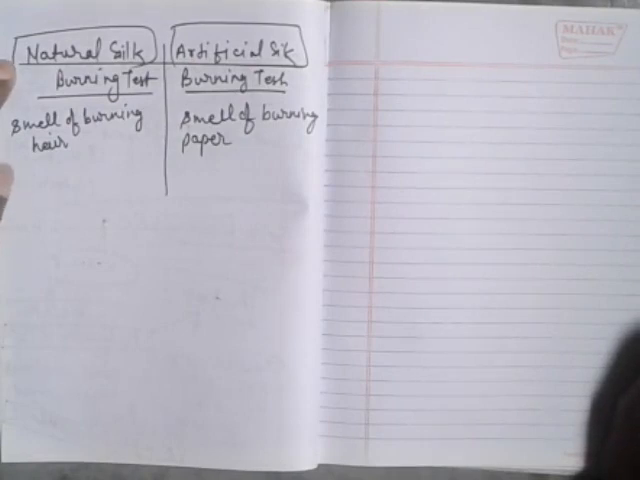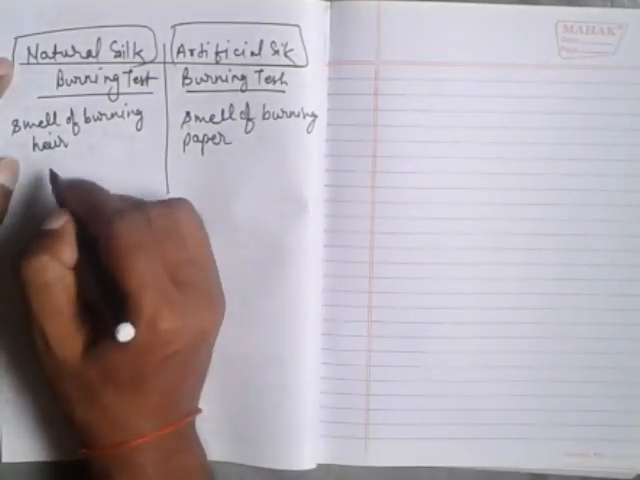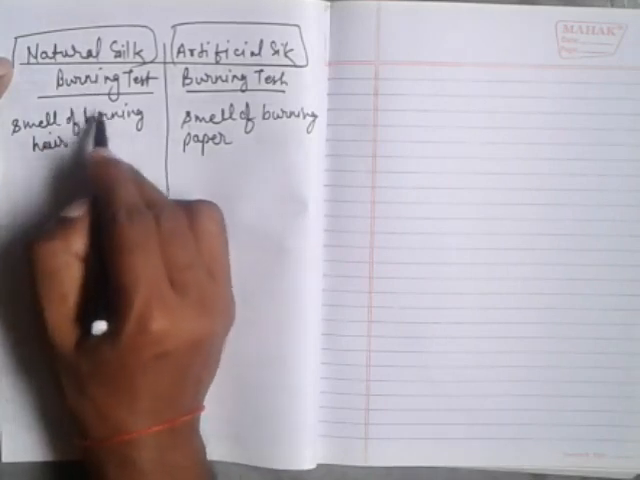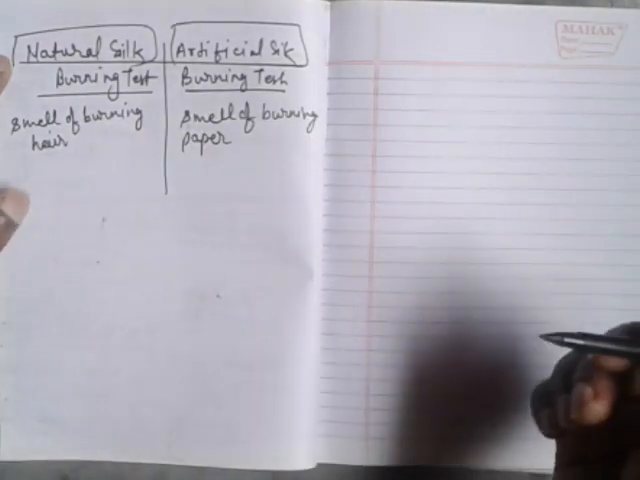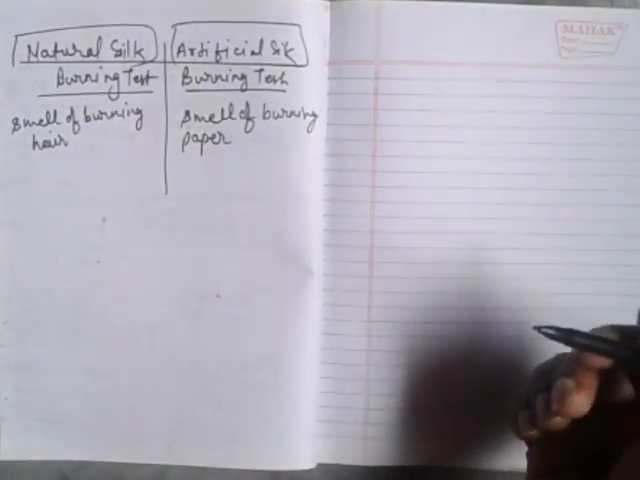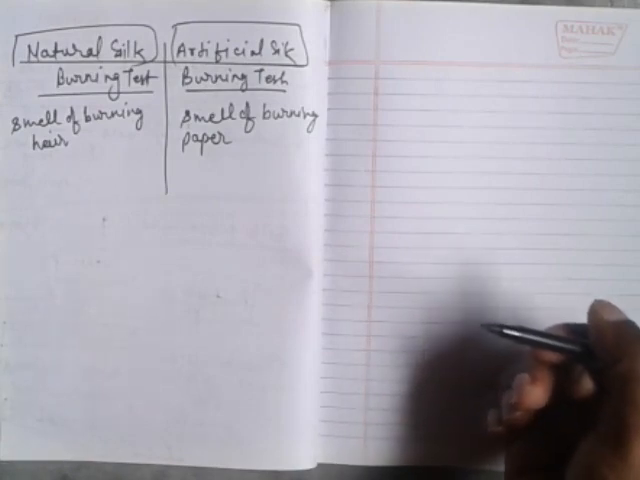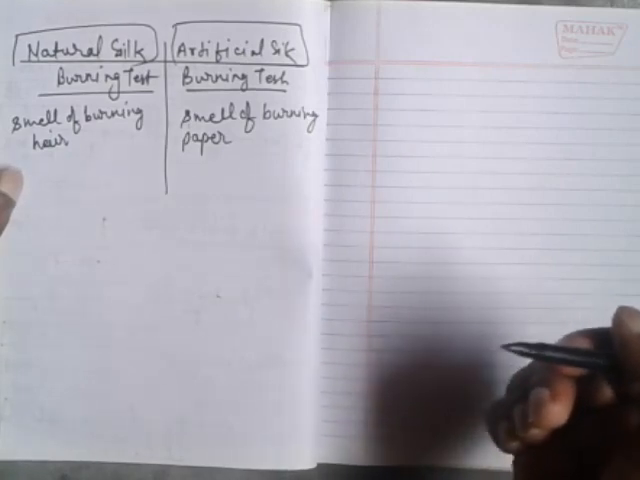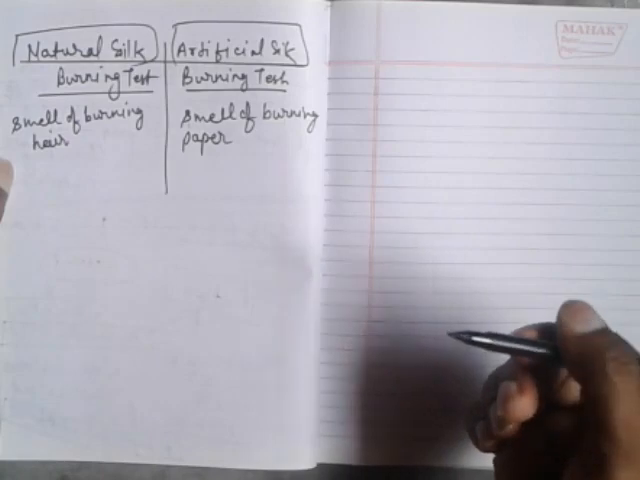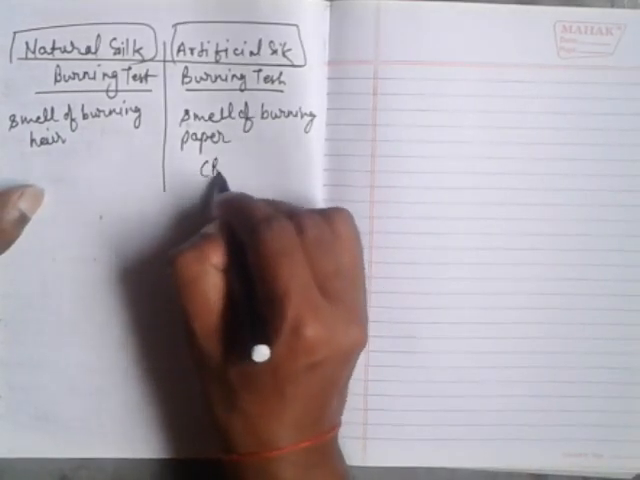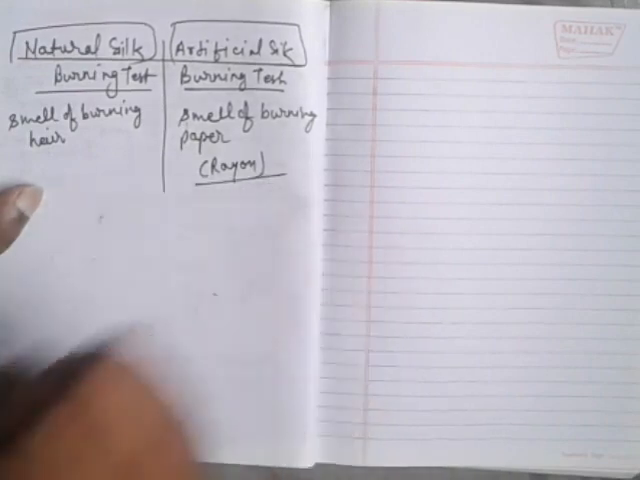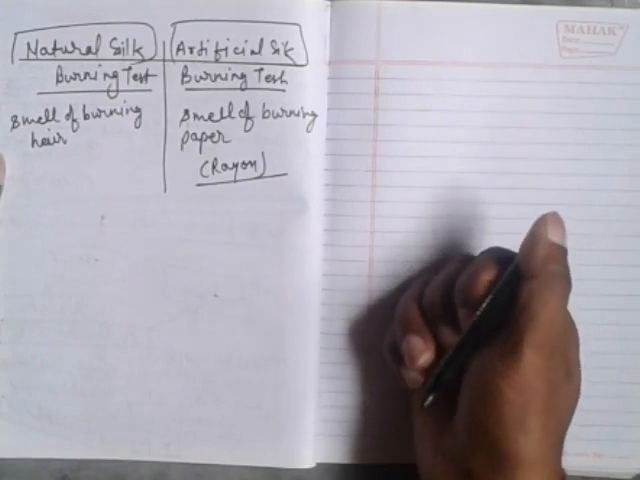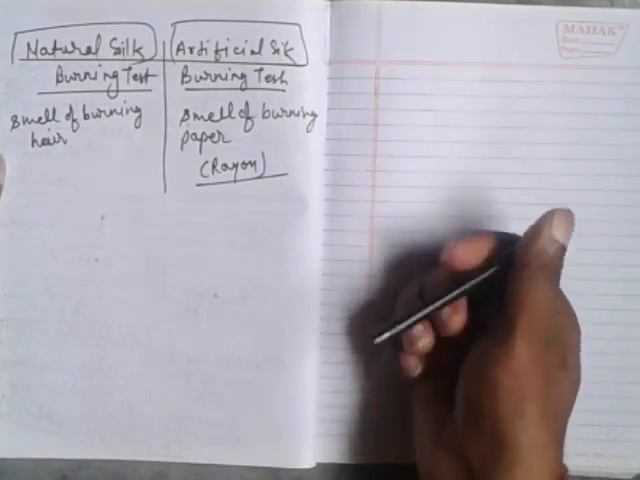If we burn a natural silk like silk cloth, silk fabric, which are obtained from the mulberry tree or silkworm, it produces a smell of burning hair. And our artificial silk, that is rayon, if you burn the rayon, it produces a smell of burning paper. Okay, thank you.